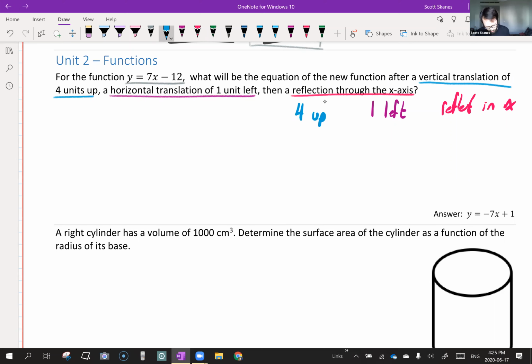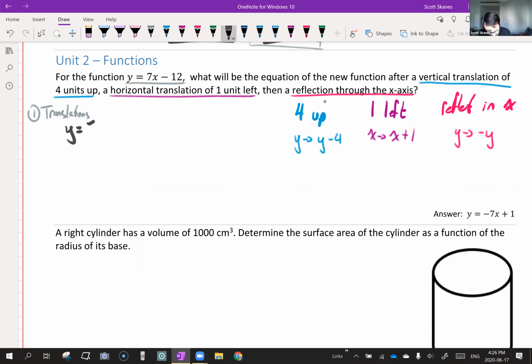4 up means that your y will turn into y minus 4. 1 left means that your x will turn into x plus 1. Remember your opposites. And if it's reflected in the x, that means that in the end here, your y is actually going to get a negative in front of it. Okay, so let me show you what this looks like, and you'll probably remember it as we go. So I'll write out my original question. The first step, I'm going to be translating things. So my first step, I'm only worrying about translations because it says then the reflection through. I'm going to translate it first and then I'll reflect it. That's just my personal choice here.